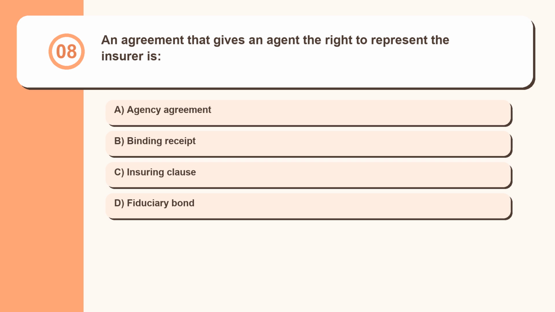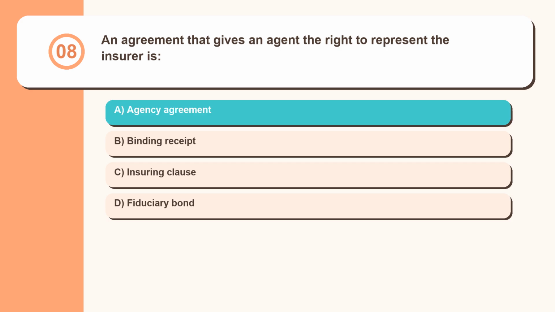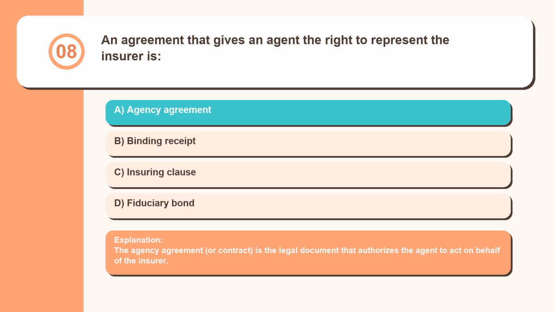Question 8. An agreement that gives an agent the right to represent the insurer is agency agreement, binding receipt, insuring clause, fiduciary bond. The agency agreement, or contract, is the legal document that authorizes the agent to act on behalf of the insurer.